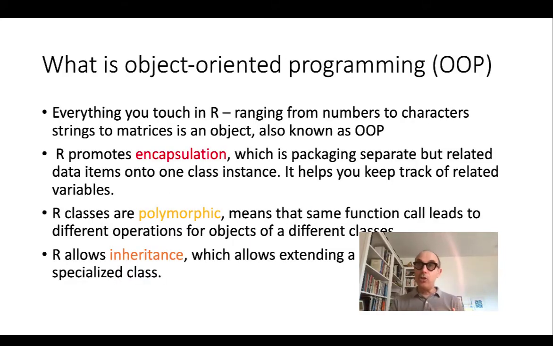Okay, back to our subject. What is object-oriented programming, or OOP? Everything you touch in R is the idea of an object, which means that what you do is basically an object. What is unique about R is the ability to package separate but related data items into one class, and we will see that. It helps us keep track of related variables or functions that we're going to implement.